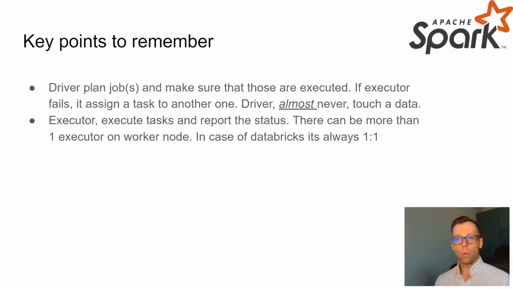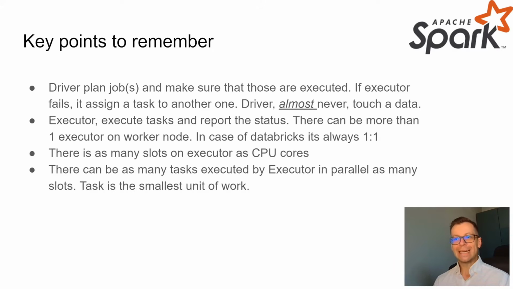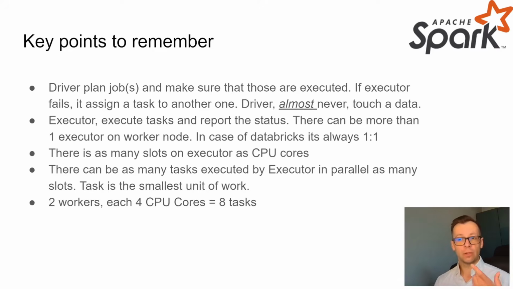There can be more than one executor on a worker node, but in the case of Databricks as well as the majority of Spark implementations, it will be one-to-one, one executor on one worker node. There are as many slots on the executor as CPU cores. There can be as many tasks executed by an executor in parallel as there are slots. Task is the smallest unit of work. This is a frequent question on Databricks exams. So for instance, if we have 2 workers, each with 4 CPU cores, that gives us 8 tasks which can be processed in parallel on those executors.